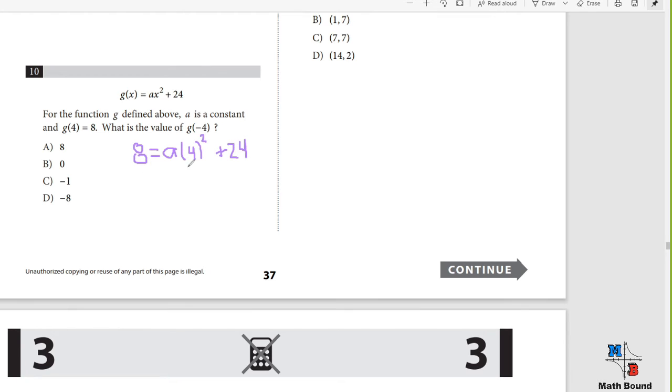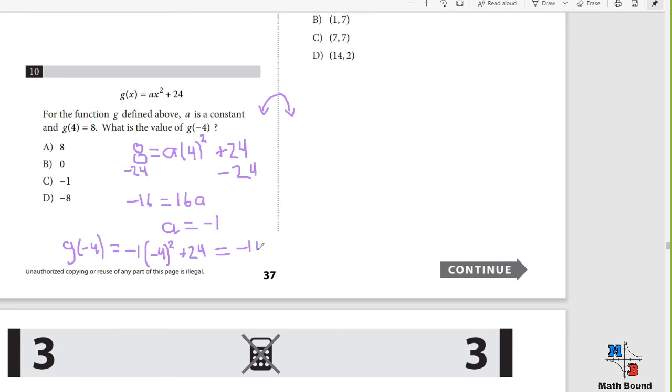If we subtract 24 from both sides, we end up with negative 16 is equal to 16a. If I divide by 16 on both sides, I end up with a equals negative 1. So if I want to figure out what g of negative 4 is, that's just going to equal negative 1 times negative 4 squared plus 24. I end up with negative 16, but I gotta add 24. Turns out that's just equal to 8. There you have it. Your answer, 8.